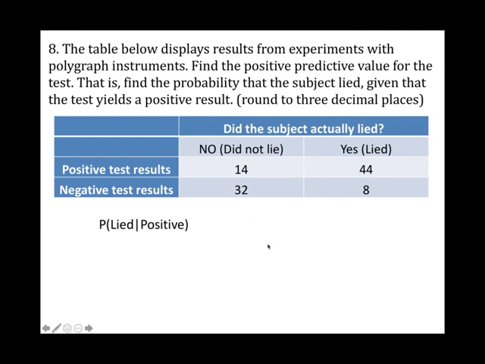Before that, plug in the formula first. Write down the formula before you plug in any numbers. On the top, that will be the probability of lie and positive over the positive, because under the situation it is positive. So lie and positive will be 44, out of the total positive, which is adding up these two numbers, that will be 58. On the calculator, that equals 0.759.